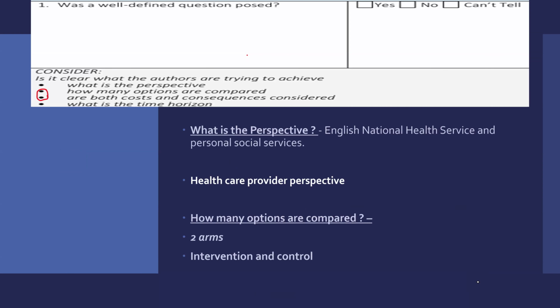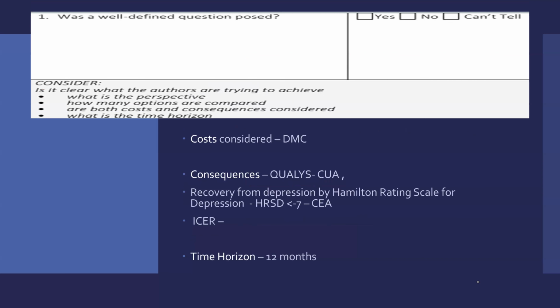Second question, what is a perspective? Here they had done it from the perspective of the English NHS and personal social service. So this study is from a healthcare provider perspective, and the counting in the study is done from that perspective. There were two options compared: an intervention arm and a control arm.